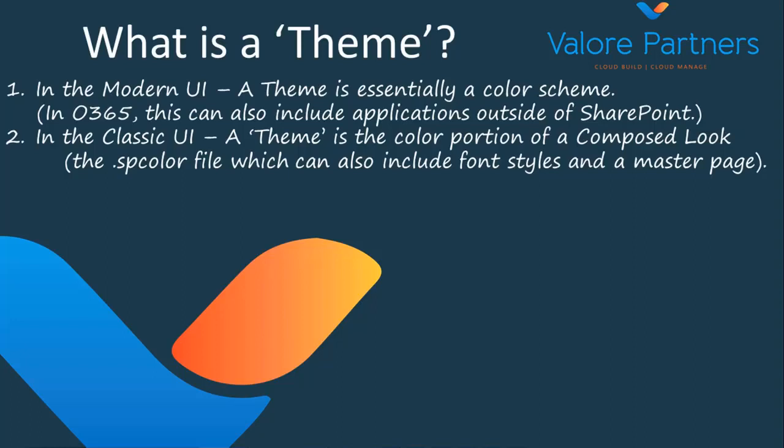In the modern UI, a theme has become essentially a JSON file where you're defining color buckets and what those color values will be. In the classic UI, what we're calling a theme was referred to as a composed look, which included what's synonymous with the modern UI theme as an SP color file, where you're defining all those colors. It also could include fonts and a master page, just FYI.